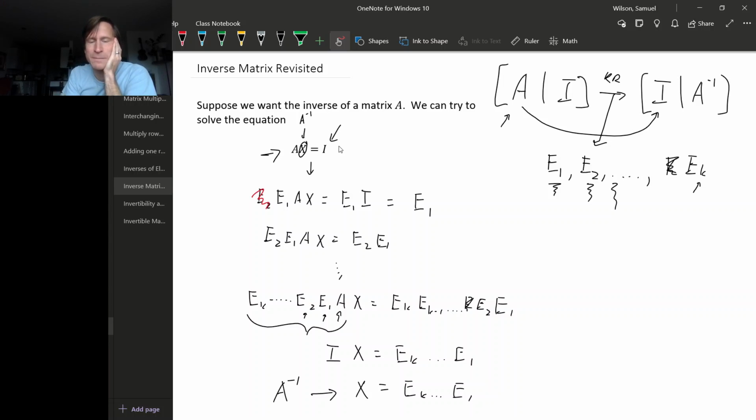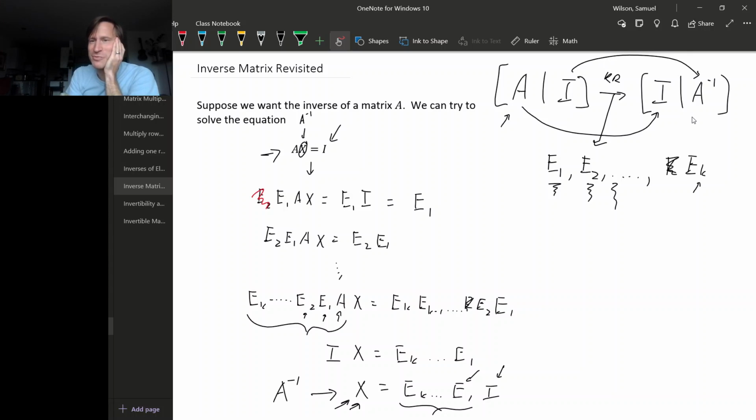Whatever this X is, we can genuinely call it the inverse because it's a solution to this equation. But notice it also gives us a formula for what the inverse is. The inverse matrix is given by just the product of all of these elementary matrices. In fact, you could even stick the identity matrix on the right-hand side. So what this says is that the inverse of A is just the identity matrix, but with all of these row operations done to it. And that's what we see over here.